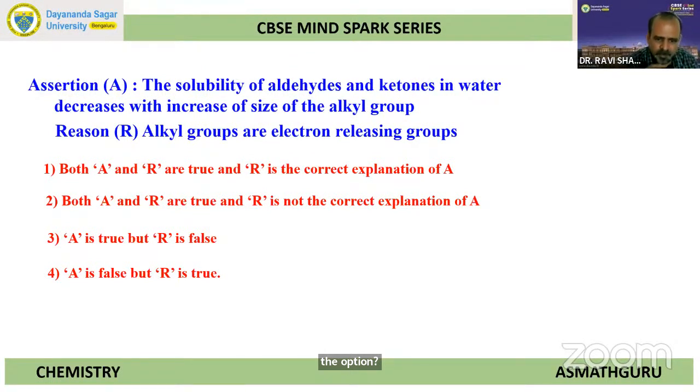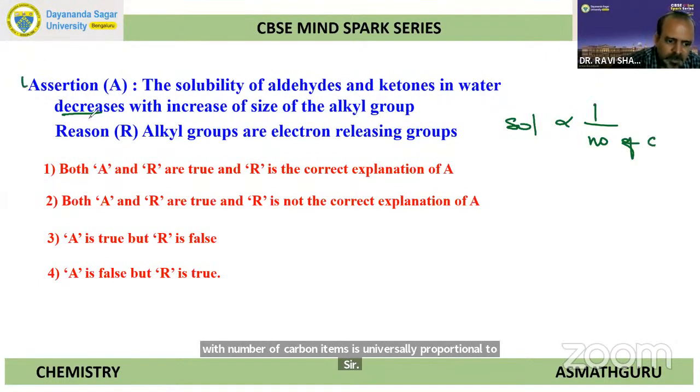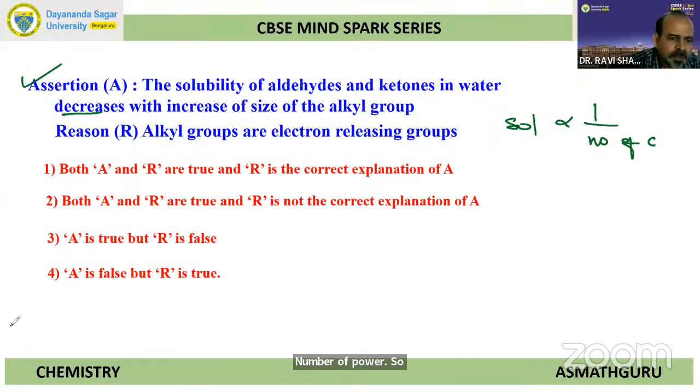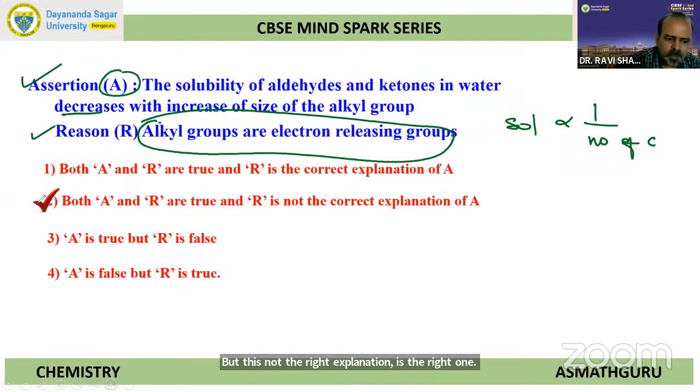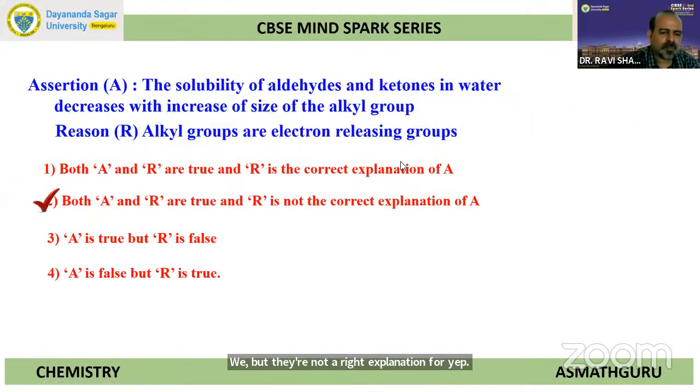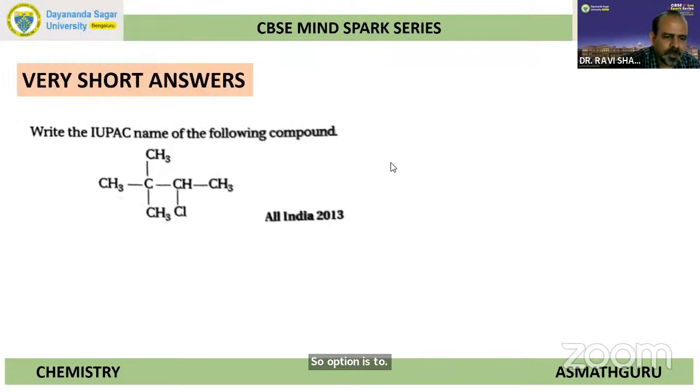Is the first statement right or wrong? I told you, solubility always decreases with the number of carbon atoms. It's inversely proportional to the number of carbons. So A is right. Then what is the answer? Alkyl groups are electron releasing groups. Yes, alkyl groups are electron releasing groups, and that's why hydrophobicity increases. But this is not the right explanation for A. So the option is 2. We have done all of this now. We'll take more.